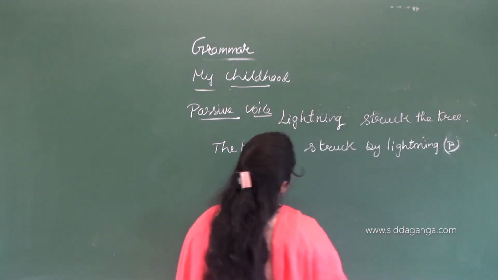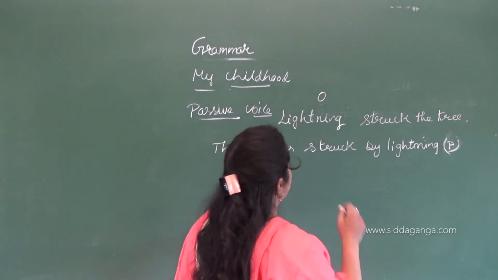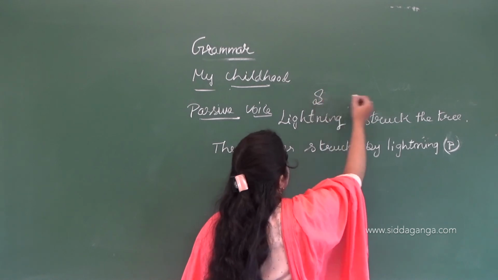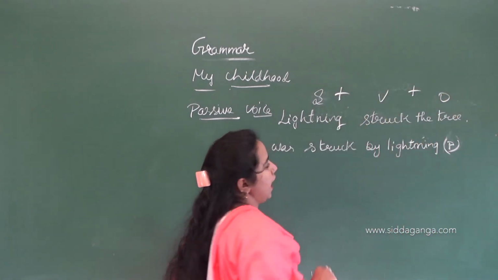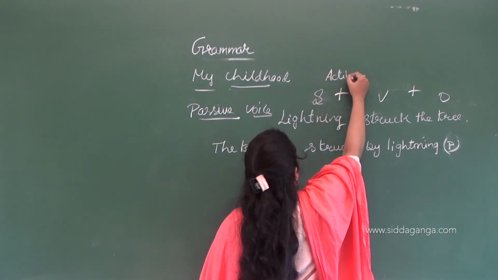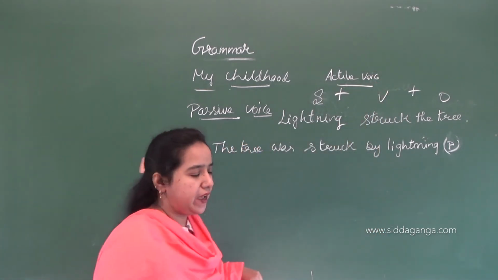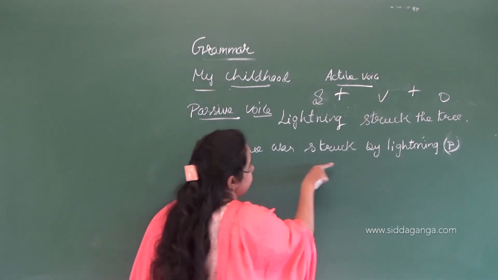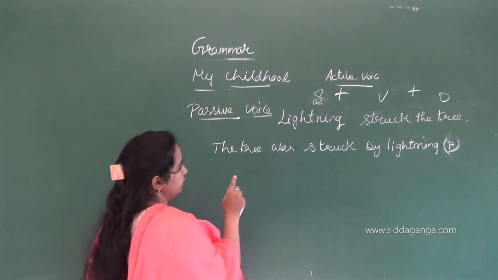Okay, so what you first find out is the subject, the verb, and the object. So this is in an active voice form. This sentence is in an active voice form. But when you are changing from active voice to passive voice, the sentence is like this. Always there is a formula for this.